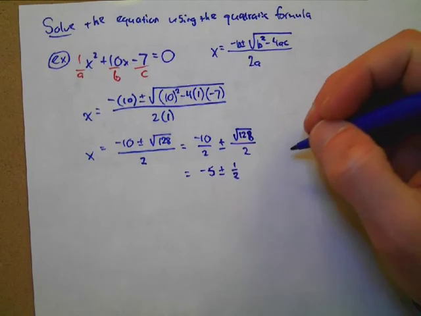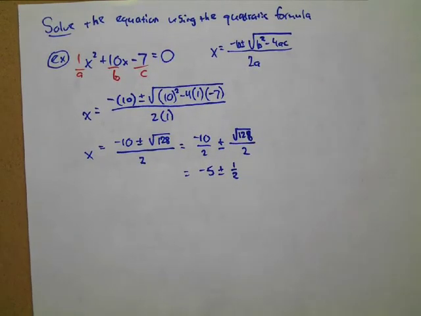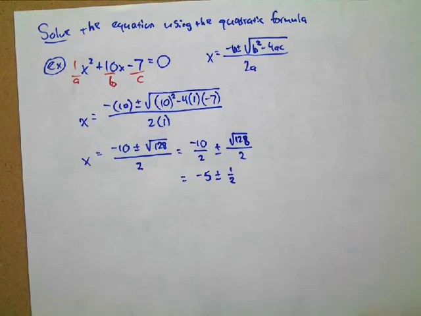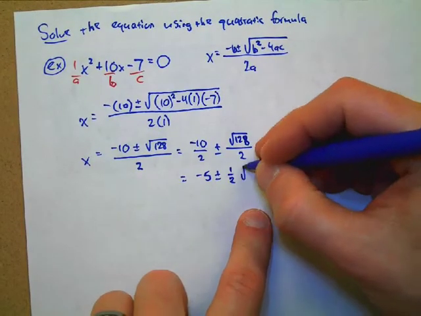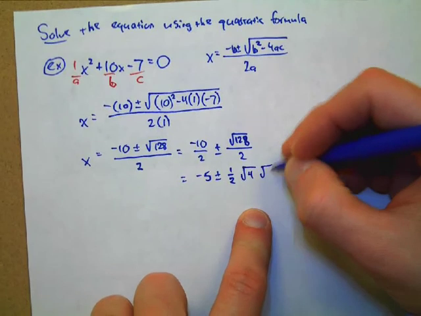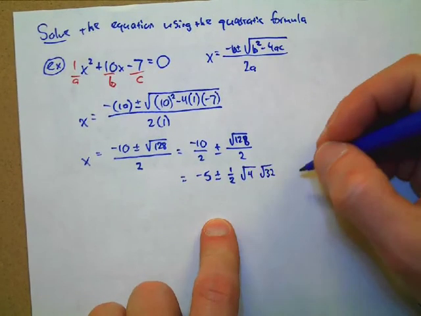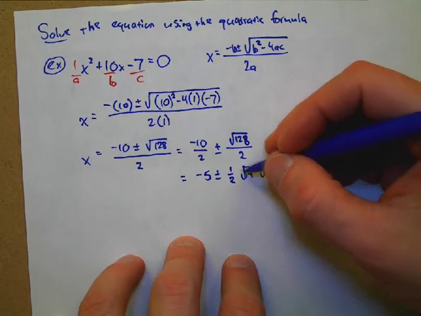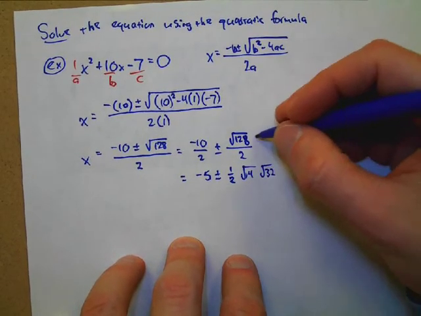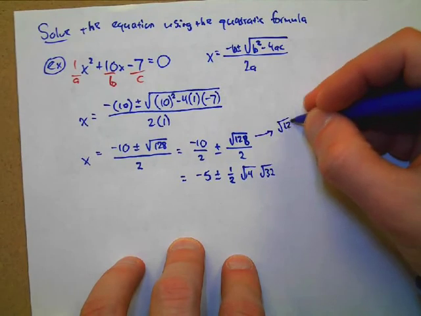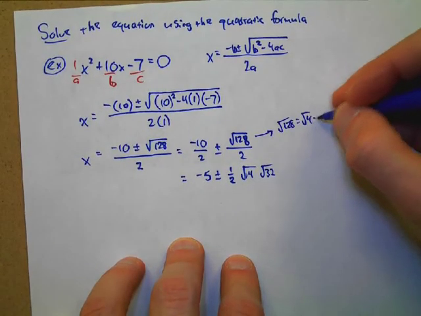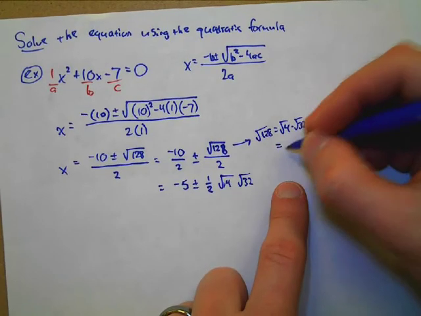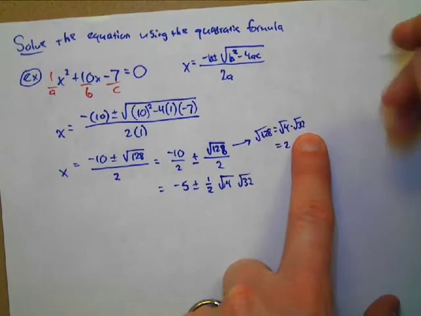Okay, so 128 does divide by 4. I'll show you here. 128 divided by 4 gives us 32. So we can take that root 128 and make it root 4 times root 32. In fact, let me just do this over here to the side. So the root 128 is equal to root 4 times root 32. And we did that because what is the square root of 4? 2. Okay. Can I divide 32 by any perfect squares?